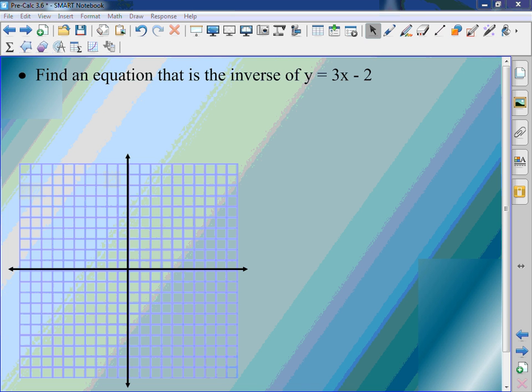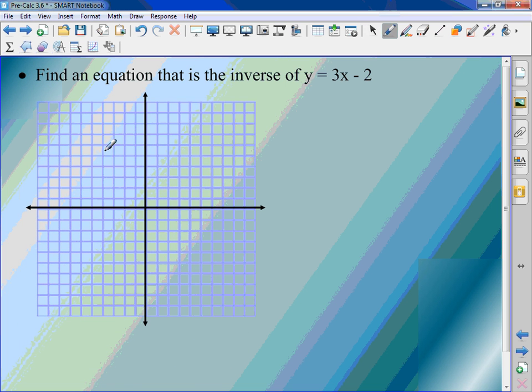We're going to find an equation that is the inverse of y equals 3x minus 2. So just looking at this, graphing this, where do I start? Down 2. Go up 3, to the right 1. That's the first one. This is y equals 3x minus 2. I have not found the inverse yet.